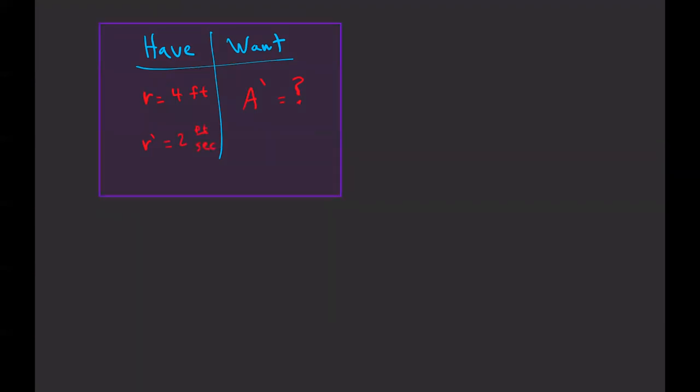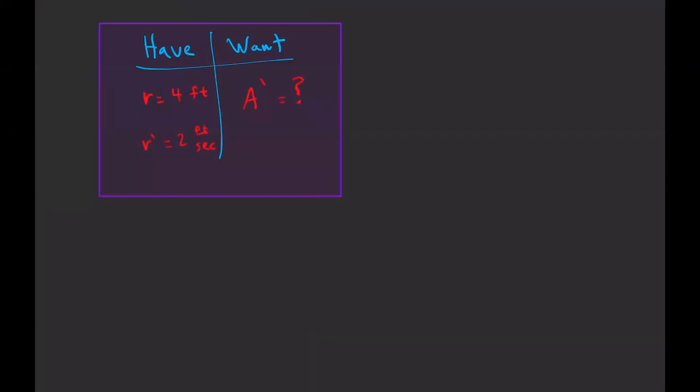What I see a lot of students do, and this is definitely good, is they make a little table. They say have, want. And in the want column, they'll put A prime. I don't know what that is. I want that. I want to know. That's what we're being asked for. And then in the have column, they'll put r is equal to 4 feet, and r prime is equal to 2 feet per second. That way they have a nice, clear table that they can look at and say, all right, I know what I have. I know what I want.